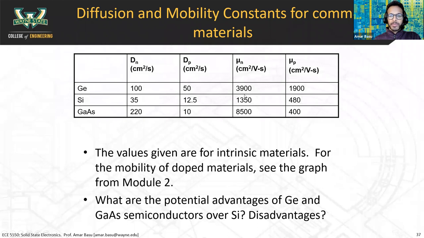150, 3900, and 1900. So these are typical values. Silicon is the one we're going to be working with the most.